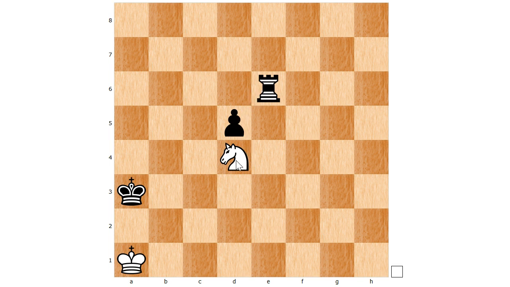But notice that if he jumps over an enemy piece, then he doesn't capture that piece. He can only capture an enemy piece that's on the square where he wants to land. So in this example, he jumps over the black pawn, but he doesn't capture it. He does, however, capture the black rook, since it's on the square where he lands.